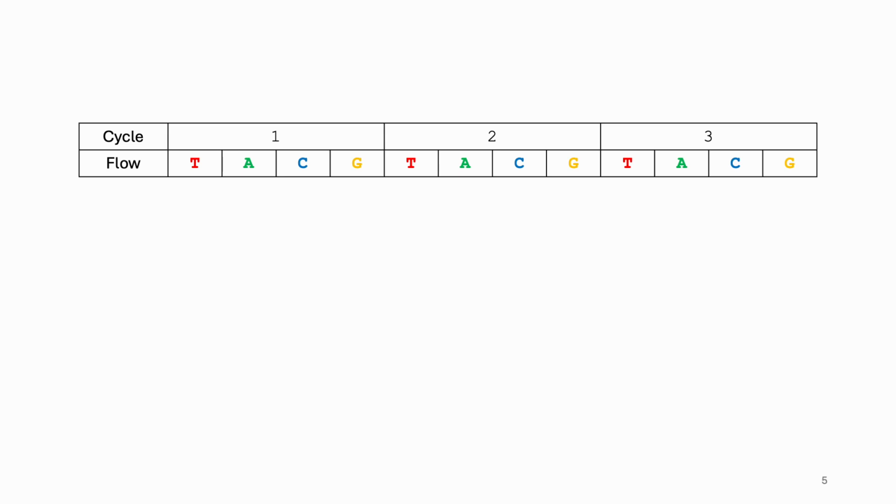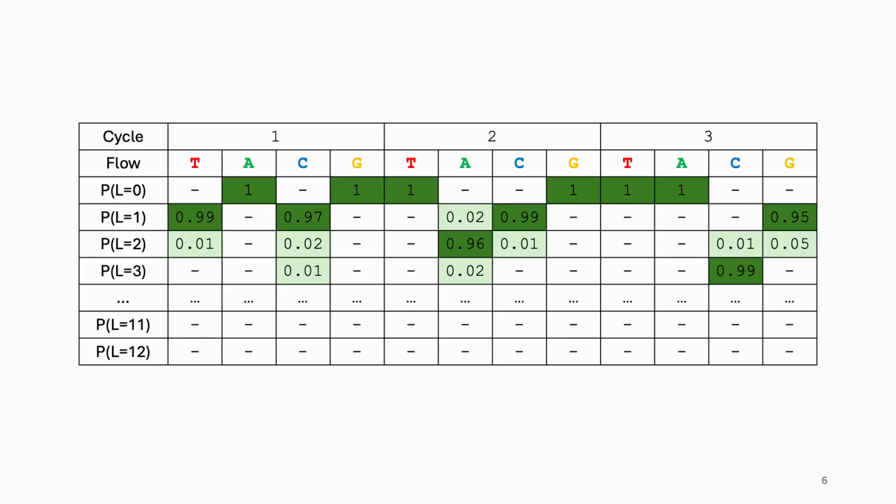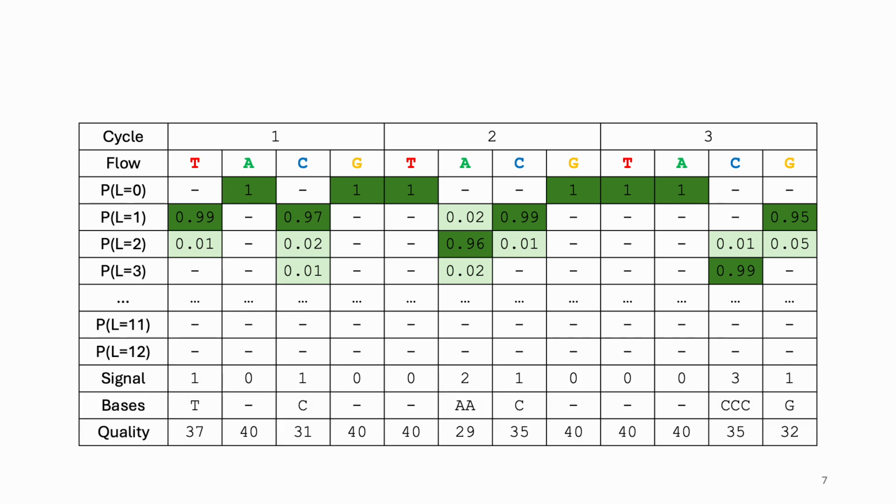Each cycle consists of 4 flows, one for each nucleotide. The key challenge is determining the most likely homopolymer length in each flow. Since base calling is done by a deep neural network, it generates a probability distribution over different homopolymer lengths. Like this. From each flow's probability distribution, the system selects the length with the highest probability and assigns a conventional Phred quality score based on that probability.